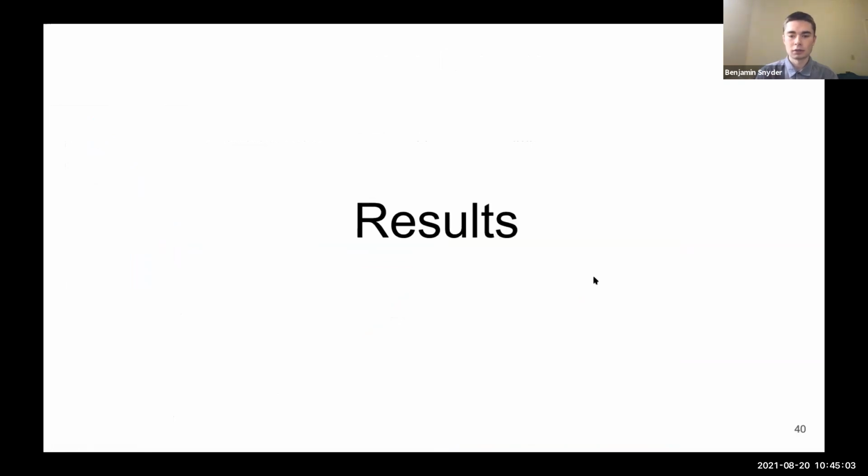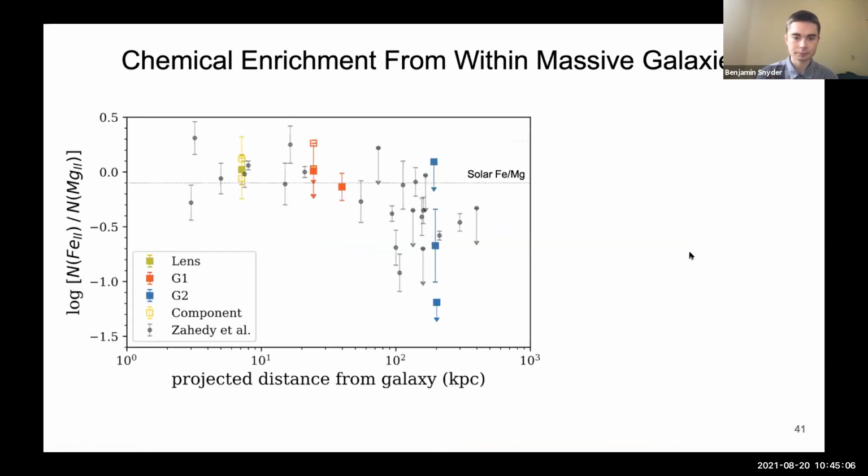Okay, so what did we actually find? On this plot, we have on the x-axis projected distance from the galaxy. That's the same thing as the impact parameter you saw from Kevin's presentation. And on the y-axis, we have the ratio of magnesium-2 to iron-2 column densities. The black data points here are from Fakhri's previous work, and the colored ones are this project. You'll note that we have multiple data points per galaxy. That's because we have 4 different sight lines, so you can have multiple detections per galaxy. The thing to note here is the downward trend.